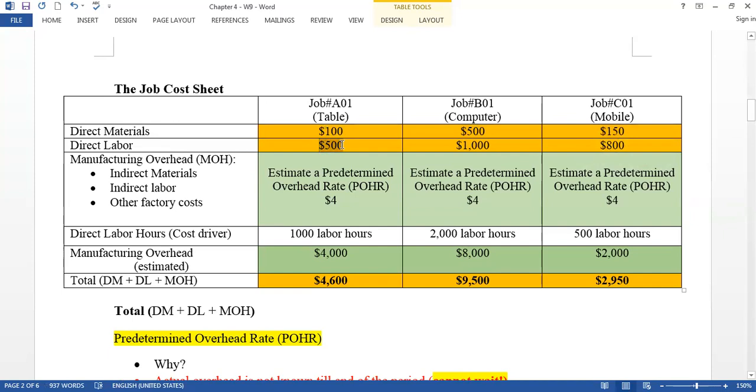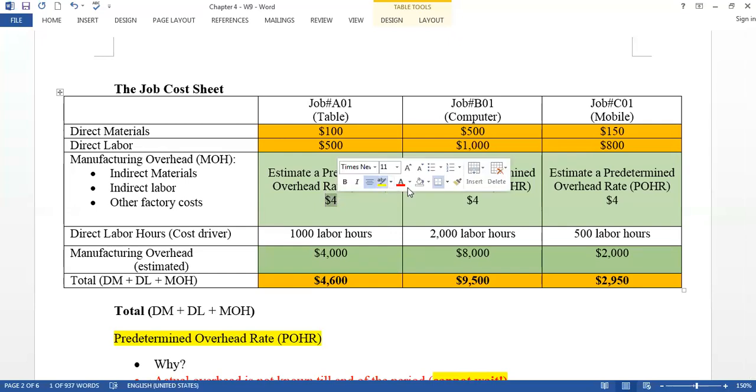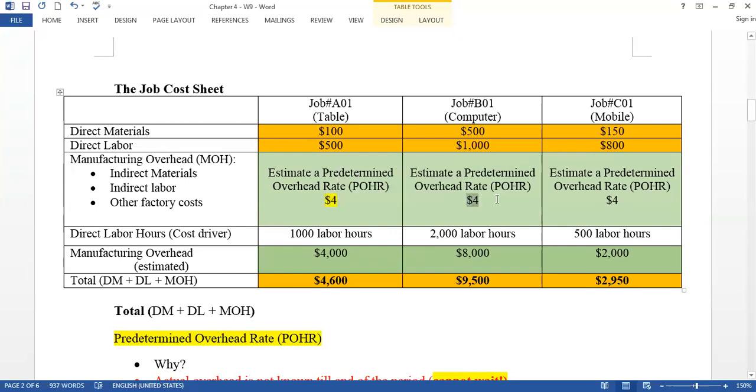Same for direct labor. I produce a table, my salary is $500. You produce a computer, your salary is $1,000. Someone produces a mobile, their salary is $800. So it is easily identifiable. And I told you that these three items, indirect materials, indirect labor, and factory overhead, cannot be easily identified. As a result, we have to calculate a rate for this kind of manufacturing overhead.